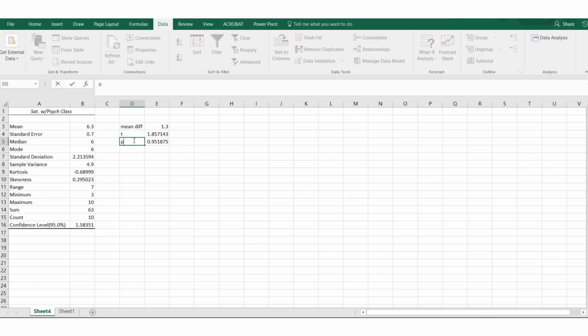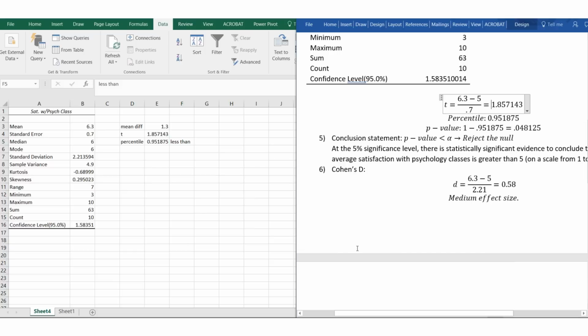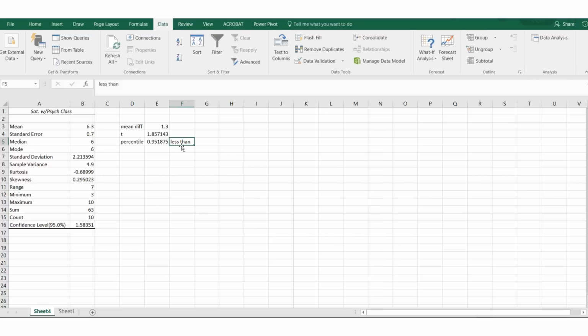So here's our percentile. So if you had a less than hypothesis here for your research, so if over here in the Word document you had mu less than 5, then this would be your answer for your p-value, but we didn't. We had a greater than. So we're going to do equals 1 minus this, and that would be our p-value. So this is our answer for this problem.